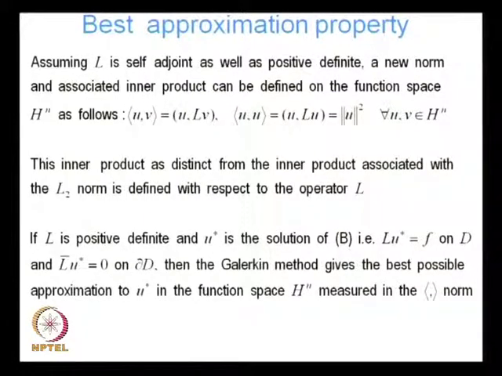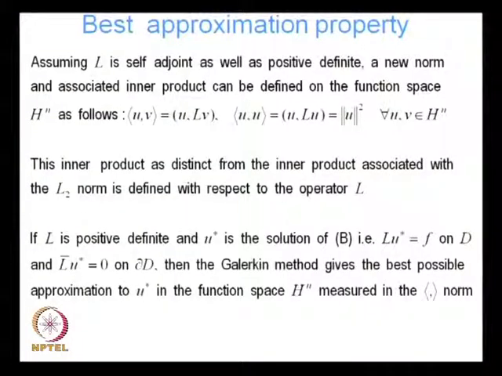If I am interested in the magnitude of u, in the norm of u, how am I going to evaluate it? I am going to take the inner product of u with itself, and now my inner product is different. It is no longer u dot u, it is u dot Lu, and whatever I get there is the square of the norm of u. So, there is a one-to-one relationship between the norm and the inner product in a normed function space. This inner product is distinct from the inner product associated with the L2 norm, and it is defined with respect to the operator L.